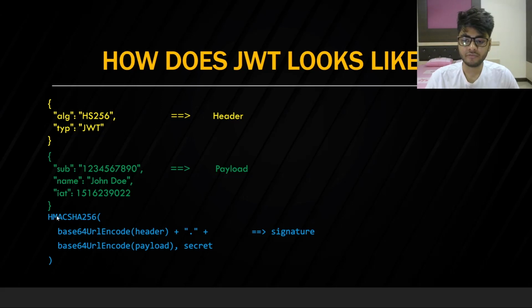At the end we have a signature, in which first the header is taken and encoded, then the payload is taken and again encoded in base 64, and then a secret is taken along with it, and it is encoded again with SHA-256, which is a hash. It's converted into a hash, so obviously we cannot decrypt it until we have the proper key.